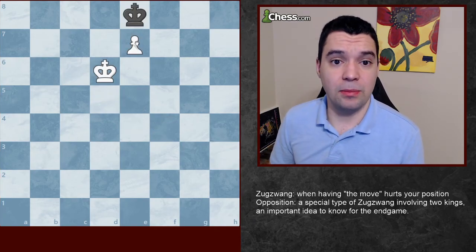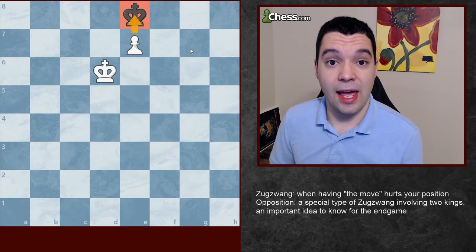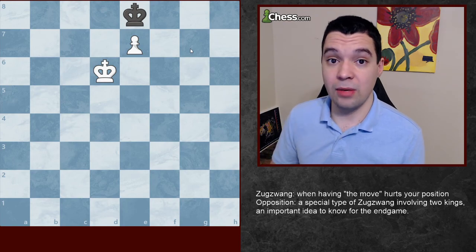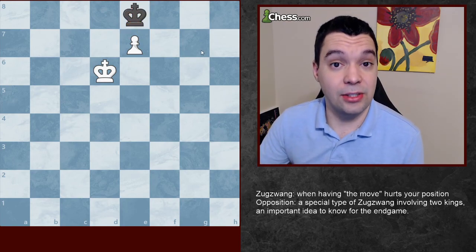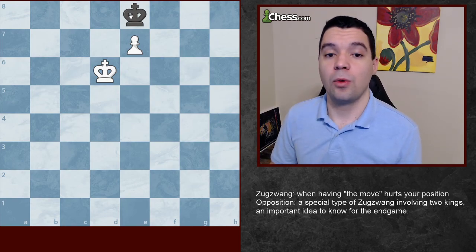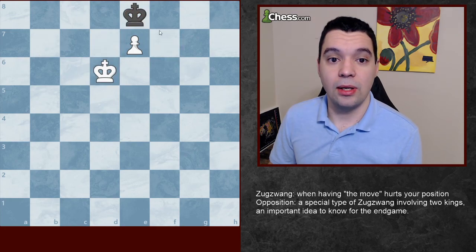Likewise, in this example, black is preventing this pawn from promoting with the king on e8. And if it's black to move, black doesn't want to move. Black wants to keep his king right here, preventing the pawn from promoting. Black is in Zugzwang if it's black to move. When black moves the king, then white will promote the pawn. And so black is in Zugzwang.